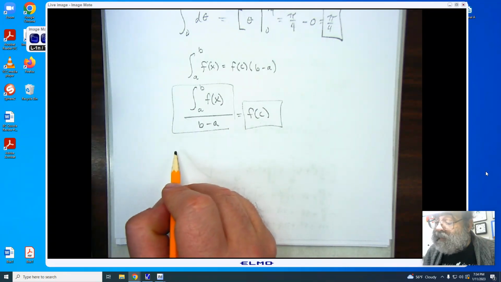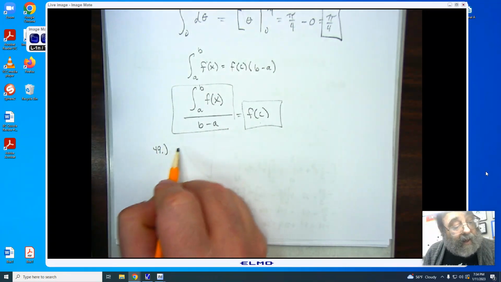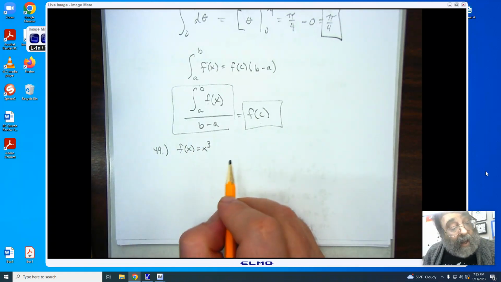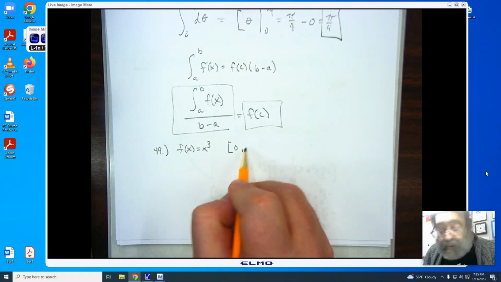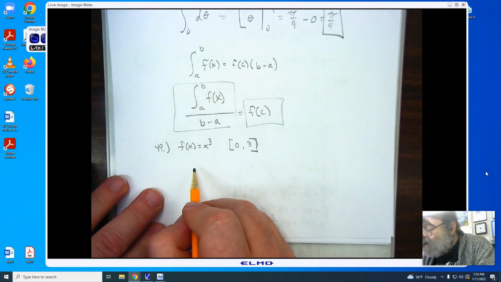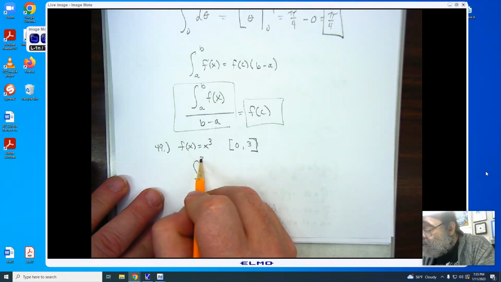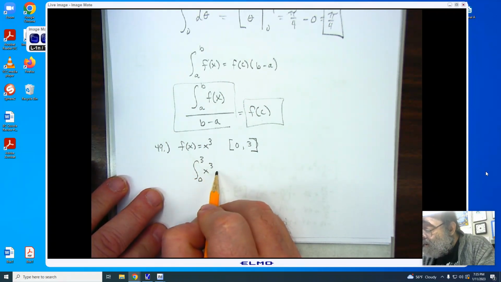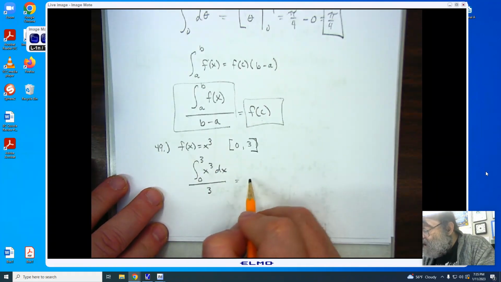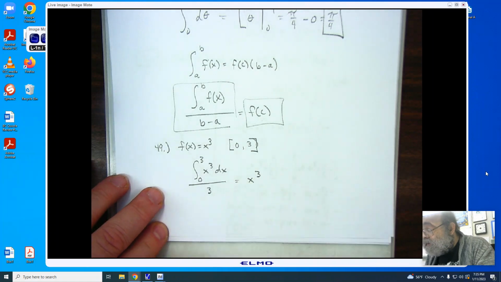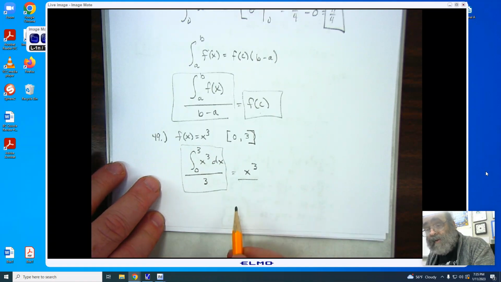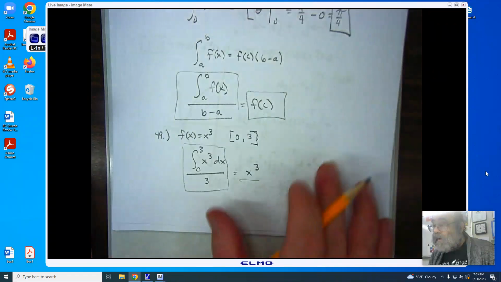So let's see what they've given us. Number 49, we are given f of x is equal to x cubed. And we're working from 0 to 3. Okay? So we already can put this in as the integration from 0 to 3 of x cubed dx divided by 3. And we want it to equal x cubed. This is going to give us a value, and we are then going to have it equal this one. So let's go ahead and find it.